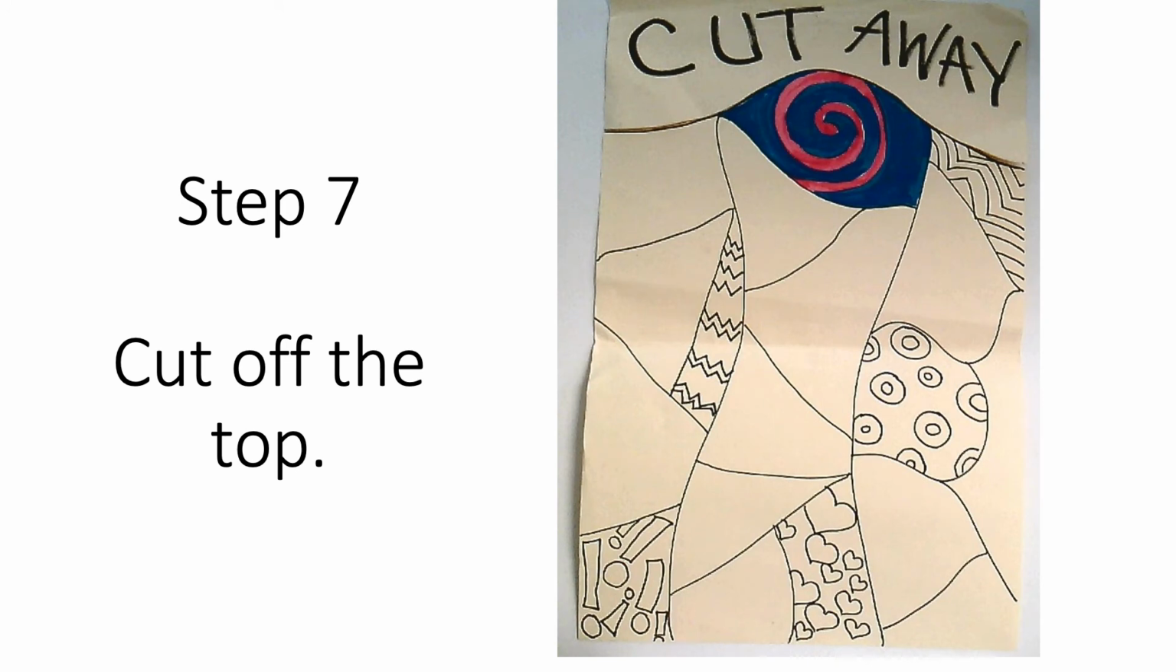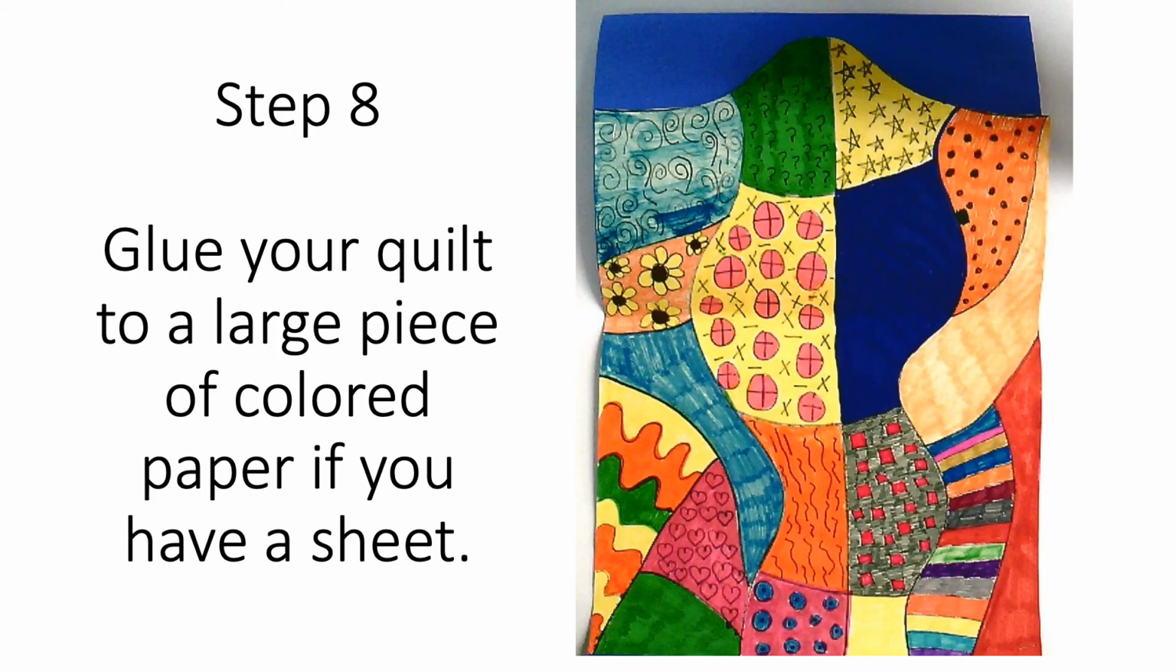Now, you're going to cut away the top part of your quilt at that curved line at the top that you drew. Throw it away when you're done. Step 8. Now, if you have construction paper, you're going to glue your quilt to a piece of construction paper. If you don't, we can just add you at the top.